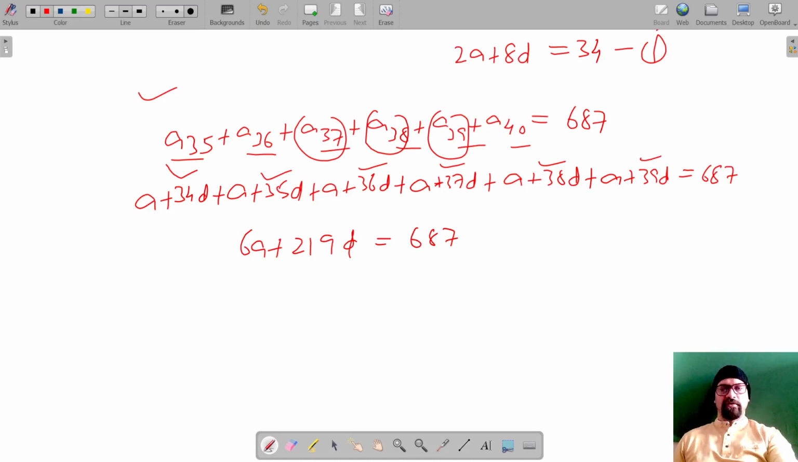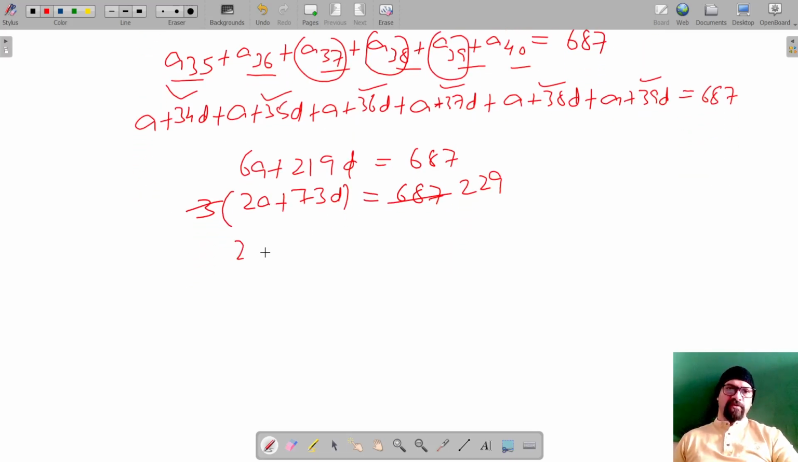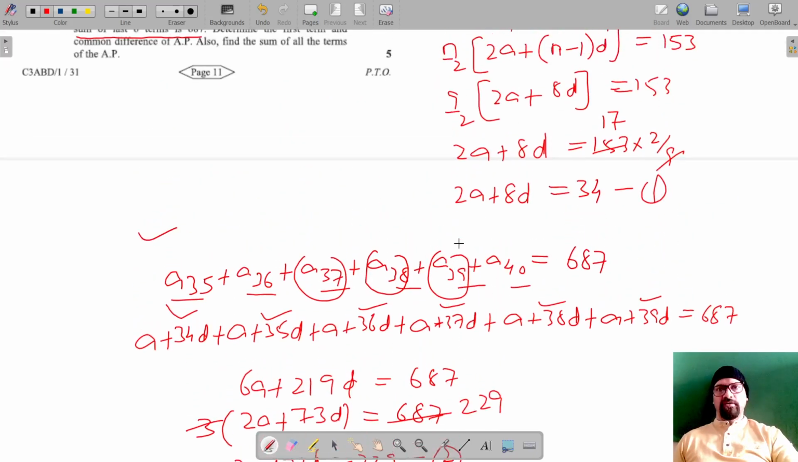is equal to 687. We can take 3 common. So if we take 3 common, this is 3a plus 73d is equal to 687. And this is 229. So this is our second equation, 2a plus 73d is equal to 229. This is the second equation.